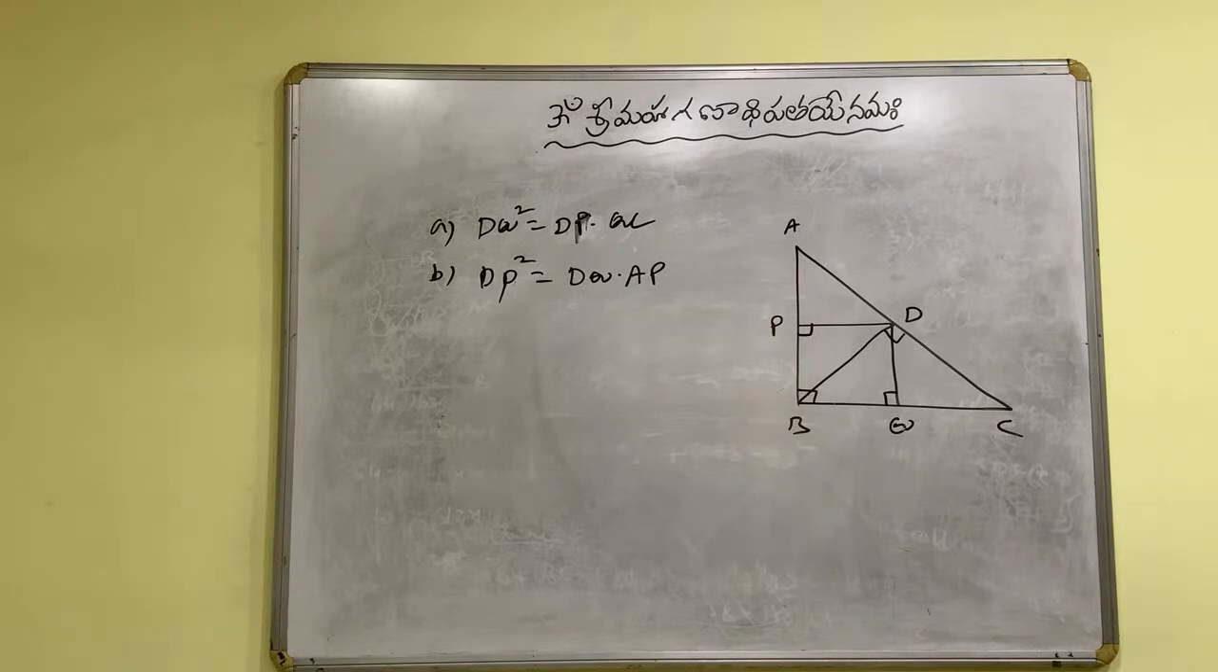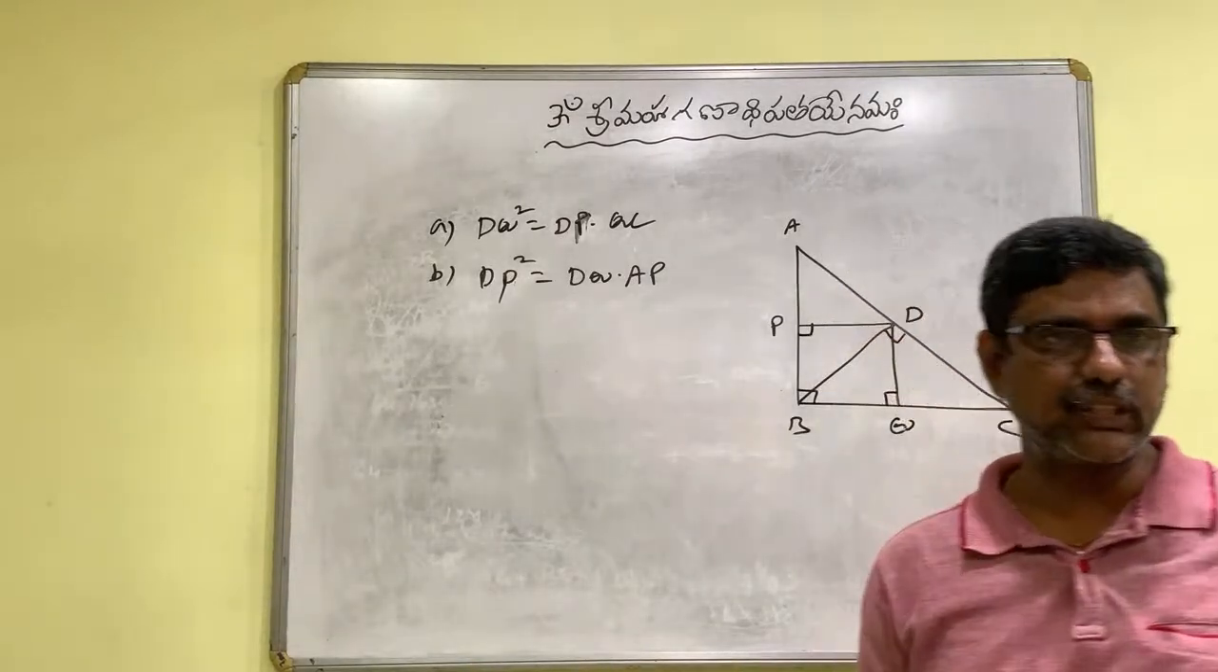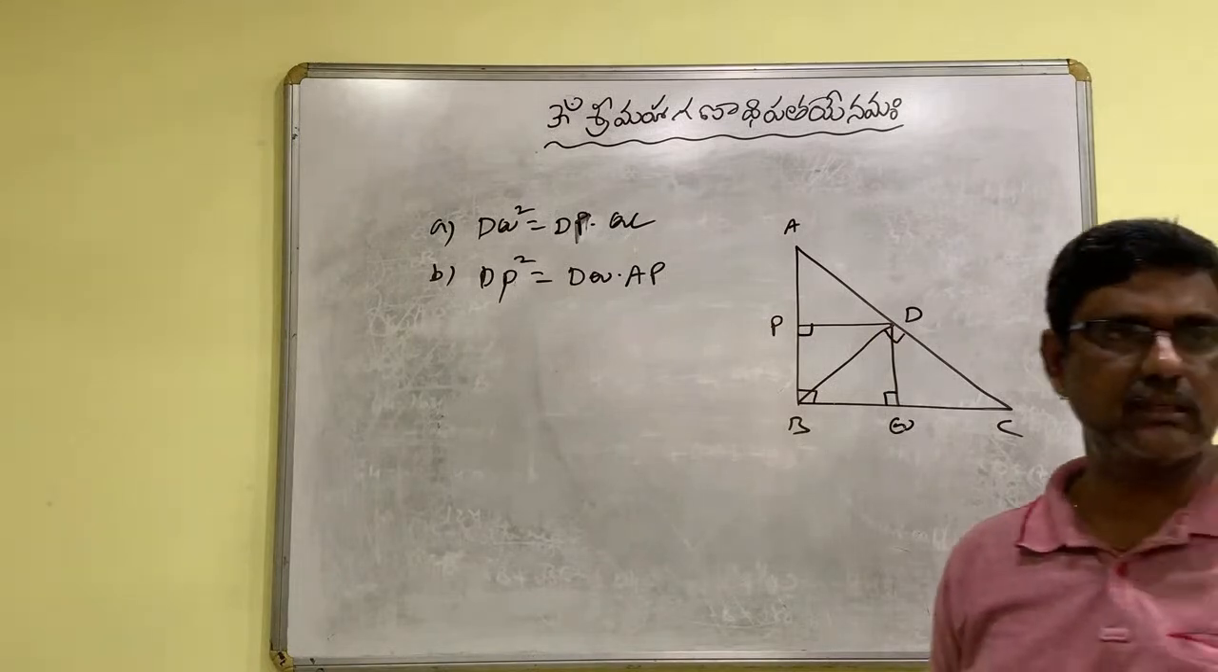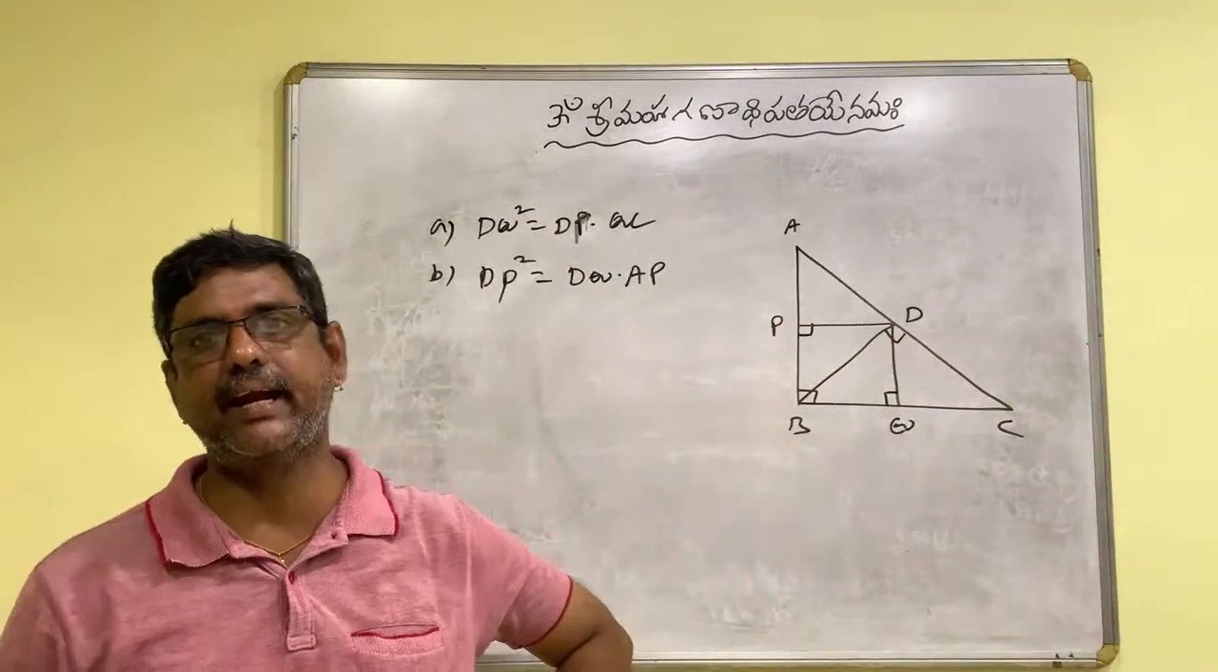What is the reason? Anyone? I want a reason. How can you say that it is a rectangle? Anyone? Yes, all the four angles are 90 degrees. Right. Since all the four angles are 90 degrees, we can call BQDP a rectangle.